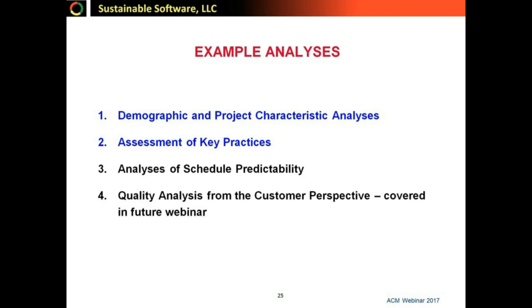This was earlier work around 2005. It was motivated by a need to improve business confidence in the schedule and staff commitments. And the fourth item, quality analysis from the customer perspective, is more recent work. And Robbie Sethi and John Palferman are going to describe this program in a webinar on May 17th, and I encourage you to go to that. So we're going to focus next on analysis around demographic and project characteristics.